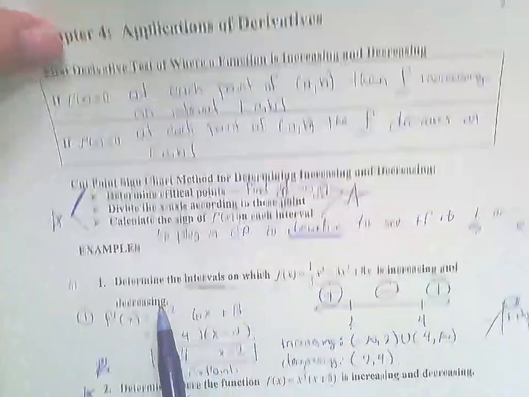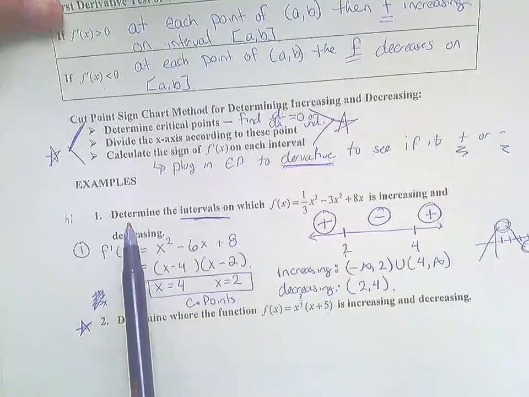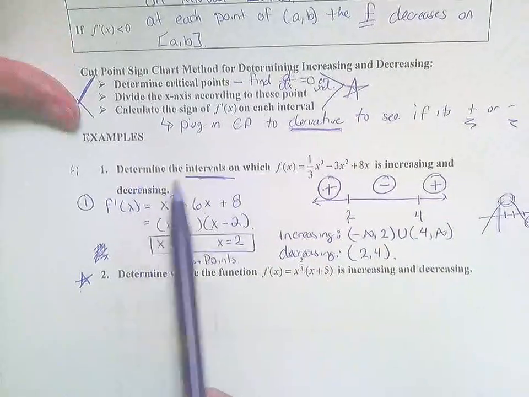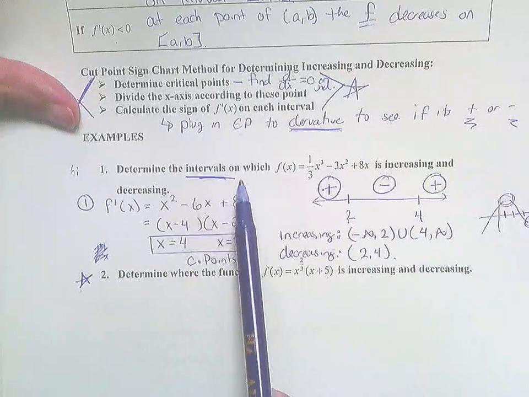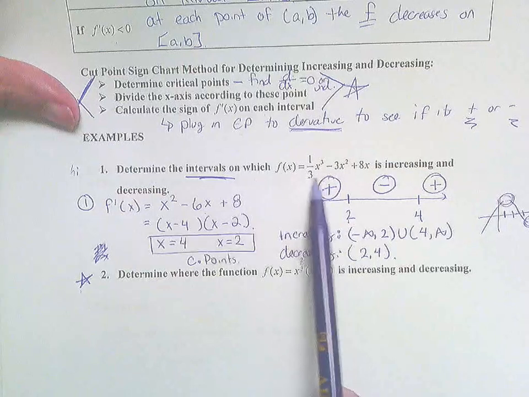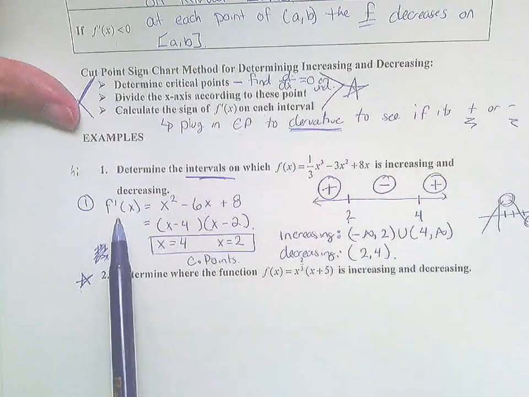In first hour, I know we completed this example in class, but in second hour we did not get to it. So I'm going to show you guys how to do this. So we are going to determine the intervals. That means at the end we're going to write in interval notation on which this function is increasing and decreasing. So step 1, we've got to find the derivative.